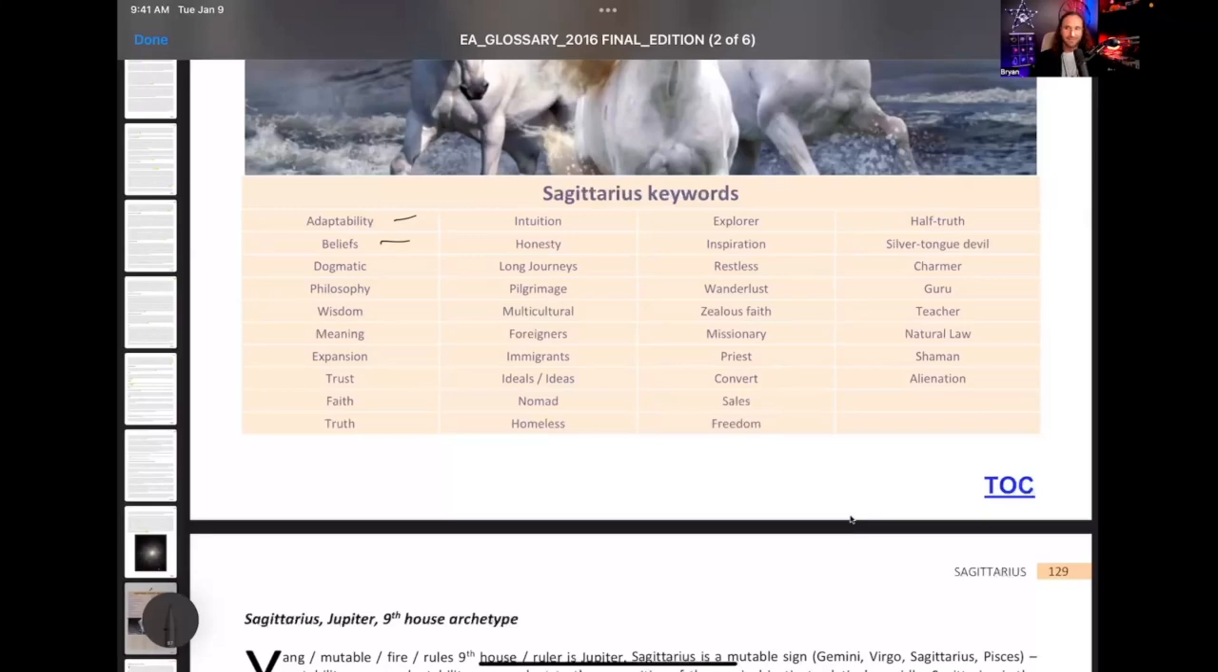Cancer rules emotion. People are so emotional about their beliefs. We will be so emotionally invested in a belief. Like, I believe in astrology so much, I want to do it for a living. You don't believe in it? I don't care. But I'm also not going to get overly emotional, like, you don't believe in astrology? But we can get that way.